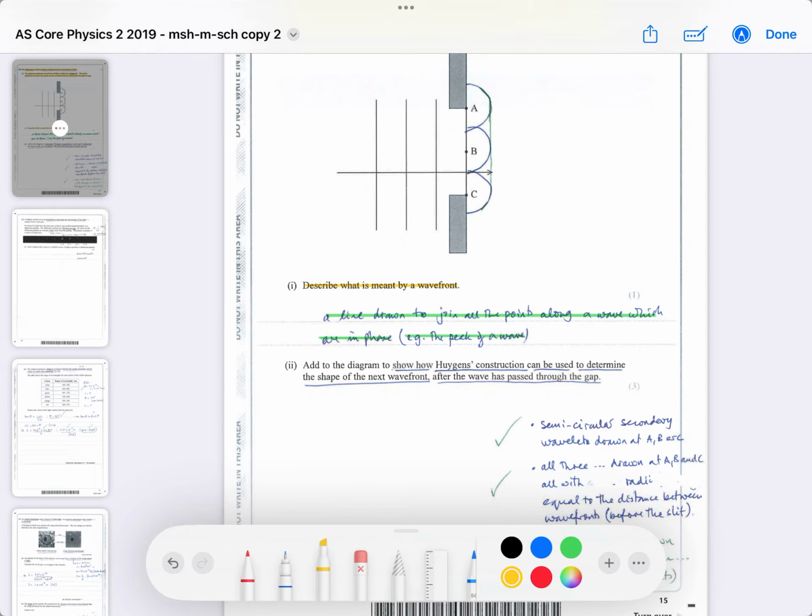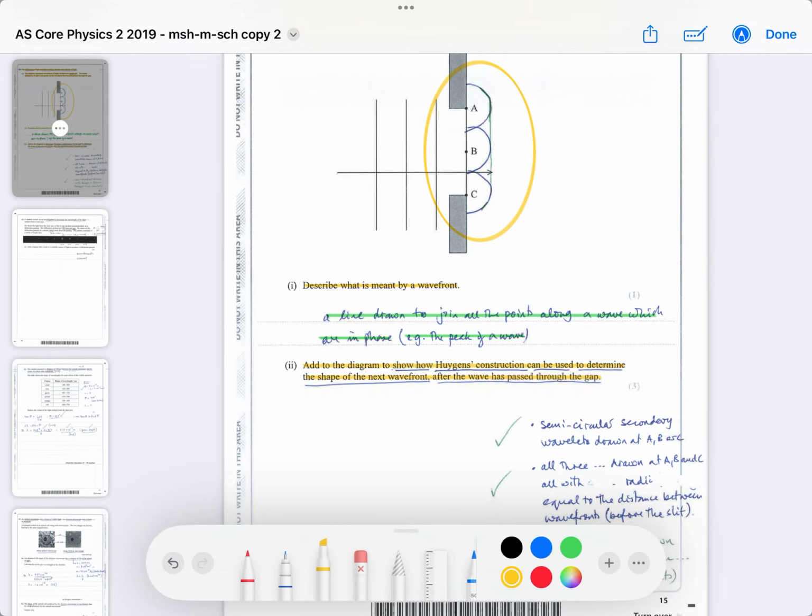The next part says, add to the diagram above to show how Huygens construction can be used to determine the shape of the next wavefront, after the wave has passed through the gap. Okay, so here's the gap, and they want you to show what happens to the wavefront. It was straight before it went through the gap. It's straight as it goes in the gap, and then what happens?